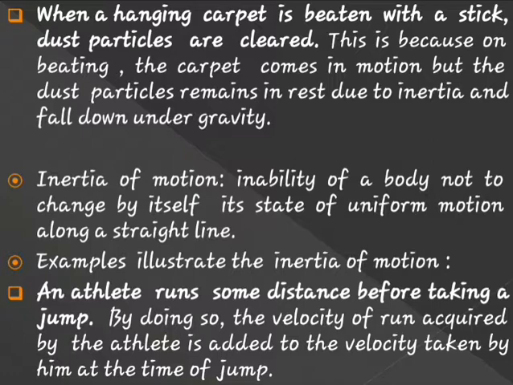Now, let's see what is inertia of motion. Inability of a body to change by itself its state of uniform motion along a straight line. Example: an athlete runs some distance before taking a jump. By doing so, the velocity of the run acquired by the athlete is added to the velocity taken by him at the time of jump.